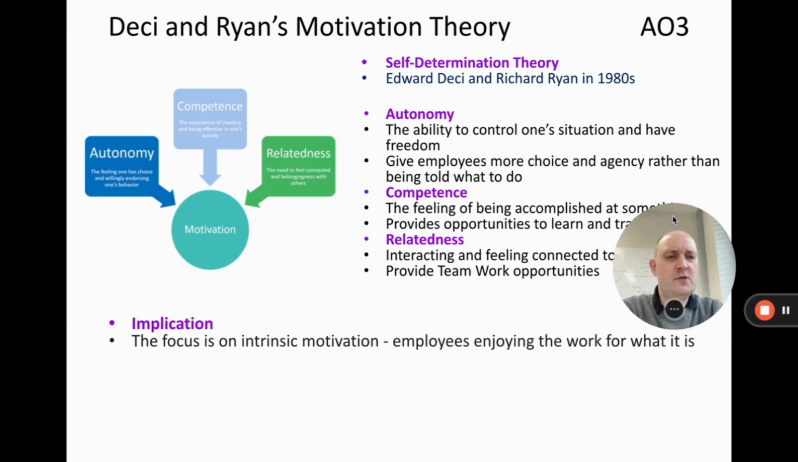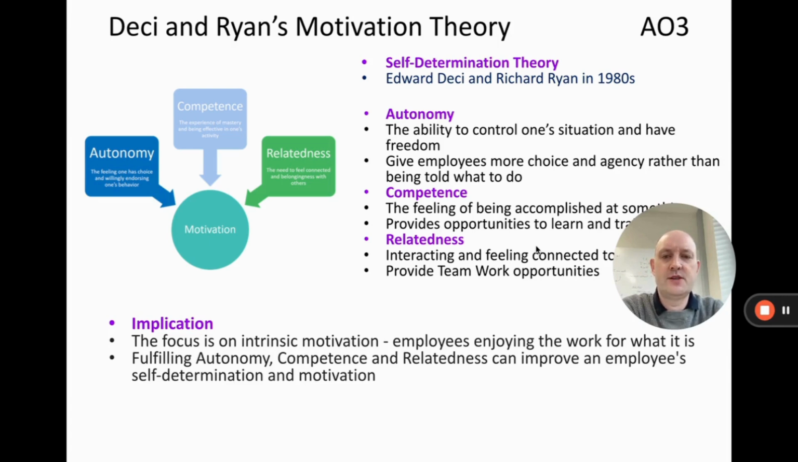The first three theories we looked at were Maslow, Herzberg, and Taylor. Taylor focused just on extrinsic motivation, so paying people, rewarding people with money. Then Herzberg and Maslow brought in more intrinsic motivation, but they also focused on the extrinsic as well. This motivation theory is just intrinsic motivation, the same with McClelland. So it's more focused on getting employees to enjoy the job for what it is. By fulfilling these three, we can improve employees' self-determination and their motivation to do the job.